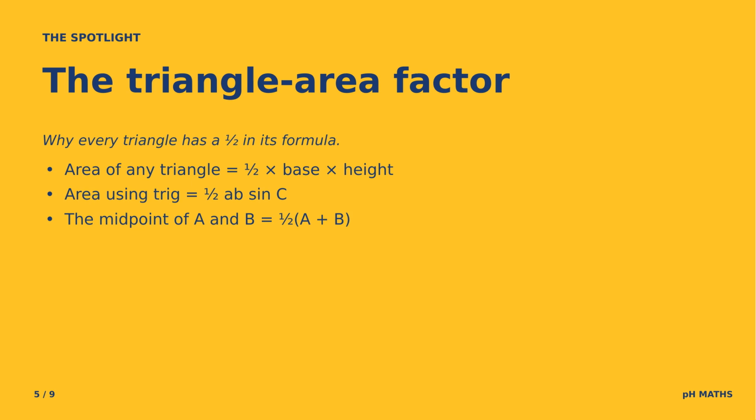The same trick gives you the trig formula. Area equals 1/2 ab sin C. The half is doing the same job. It's the one triangle, not two, factor.